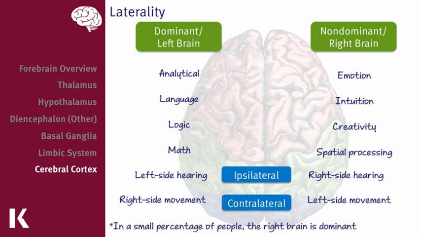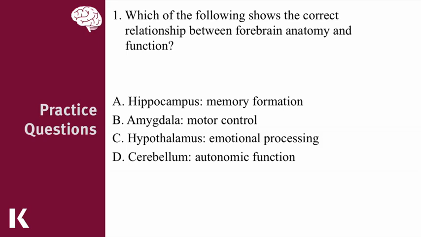Now, regardless of which side of the brain is dominant, whether left or right, hearing will always be under ipsilateral control and movement will be contralateral. Now that we've completed this review, we can attack questions which ask us to identify the correct pairing between anatomical region and function, such as this question.